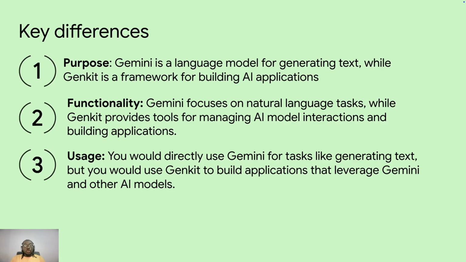What are some key differences? So the purpose: Gemini is a large language model for generating text, whilst Genkit is a framework for building AI applications. Functionality: Gemini focuses on natural language tasks, whilst Genkit provides tools for managing AI models, interaction, and building of applications. So I can also say Genkit is mostly for developers, whilst Gemini is multi-purpose, for anyone.